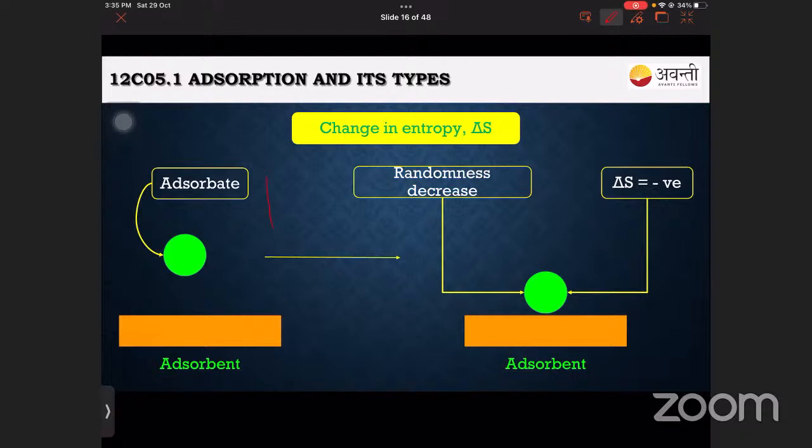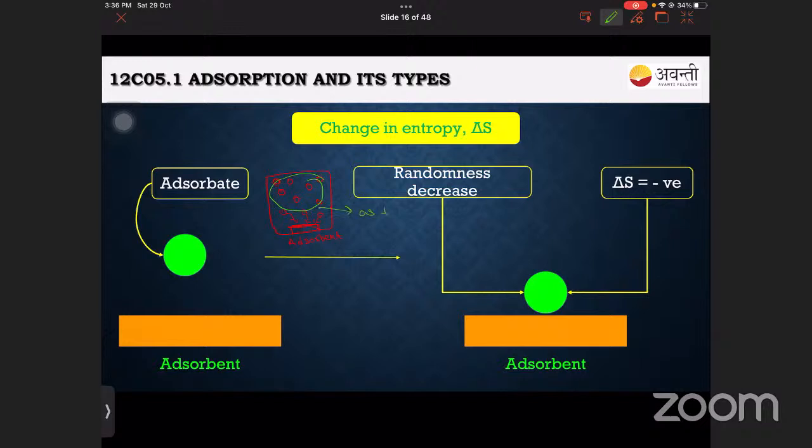We have seen, right? There was a container first, and there was an adsorbent here, and the gas molecules are inside the container. What happened after a certain time? These gas molecules were adsorbed on the surface, right? The number of gas molecules in the container decreased, from T equal to 1 to T equal to 2. That means the randomness of the molecules colliding with each other is decreasing.